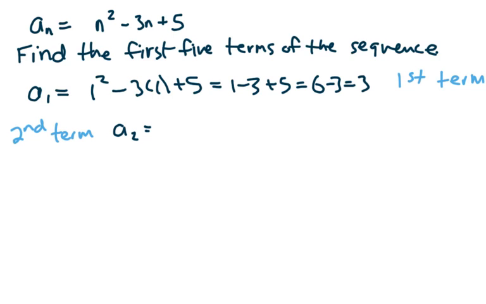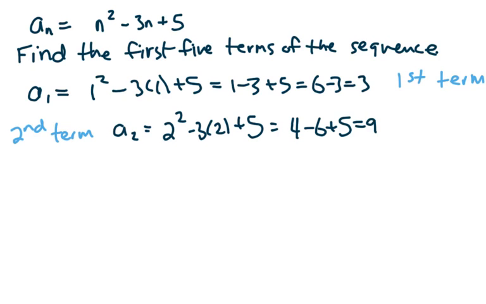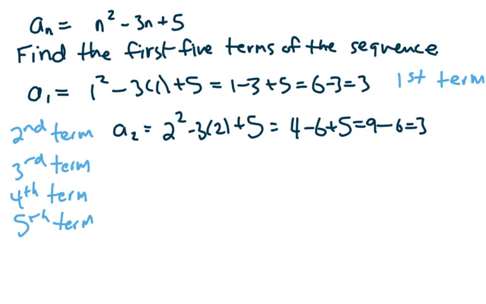The second term, a sub 2. This is exactly what the notation a sub 2 means. It's the second term. A sub 2 is what I get when I plug in 2 for n. So we get 2 squared minus 3 times 2 plus 5. And of course, you do some simplifying. That's 9 minus 6, which is also 3. Okay, so I want you to pause this and try to find the next 3 terms.